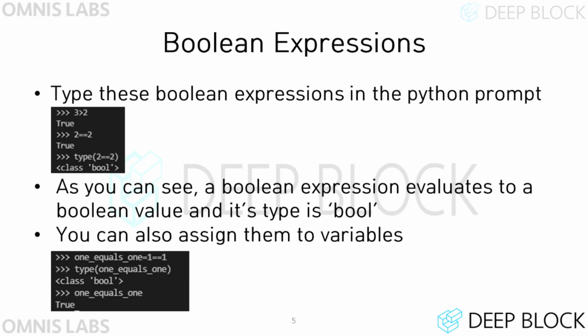Enter the Boolean expressions shown on the slide at the Python prompt. As you can see, all Boolean expressions are evaluated as Boolean values. You can see that True and True are printed, and you can see the type of the last expression is also bool type. If you put 1 == 1 in the variable, you can see that a bool type value of True is stored in it.